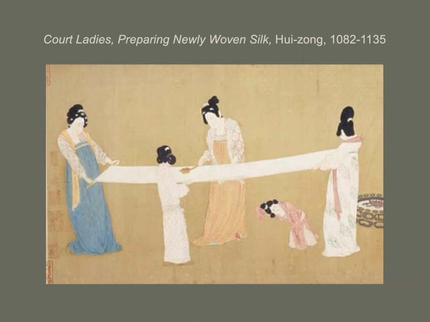This is another image that's depicting an everyday activity. This is court ladies preparing newly woven silk from 1082. And this scene is from a long hand scroll, so there are multiple scenes depicted. In this particular scene, we're seeing four elegantly dressed ladies stretch the fabric. One irons the fabric with coal, as you can see right here in the center. And you can also see a child who's paying attention, looking in underneath the fabric and playing.